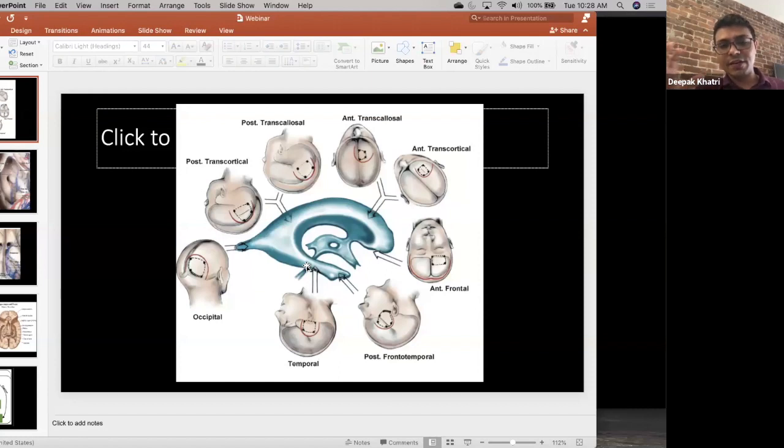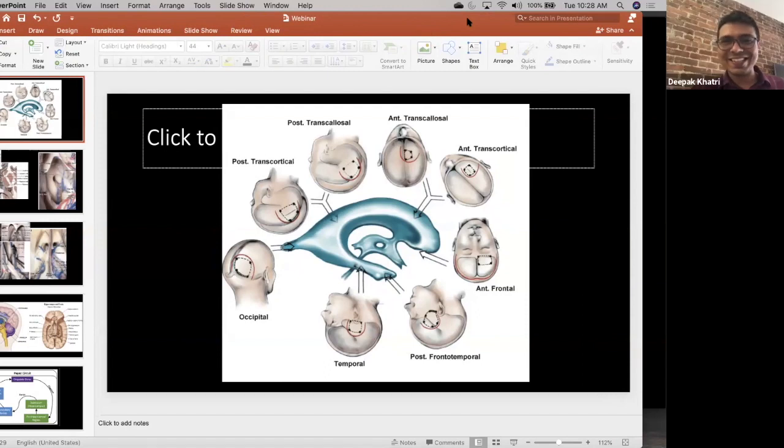The level of the lesion tells you that this approach is going to be safer. It's going to provide easy access to the pathology in a safer manner.